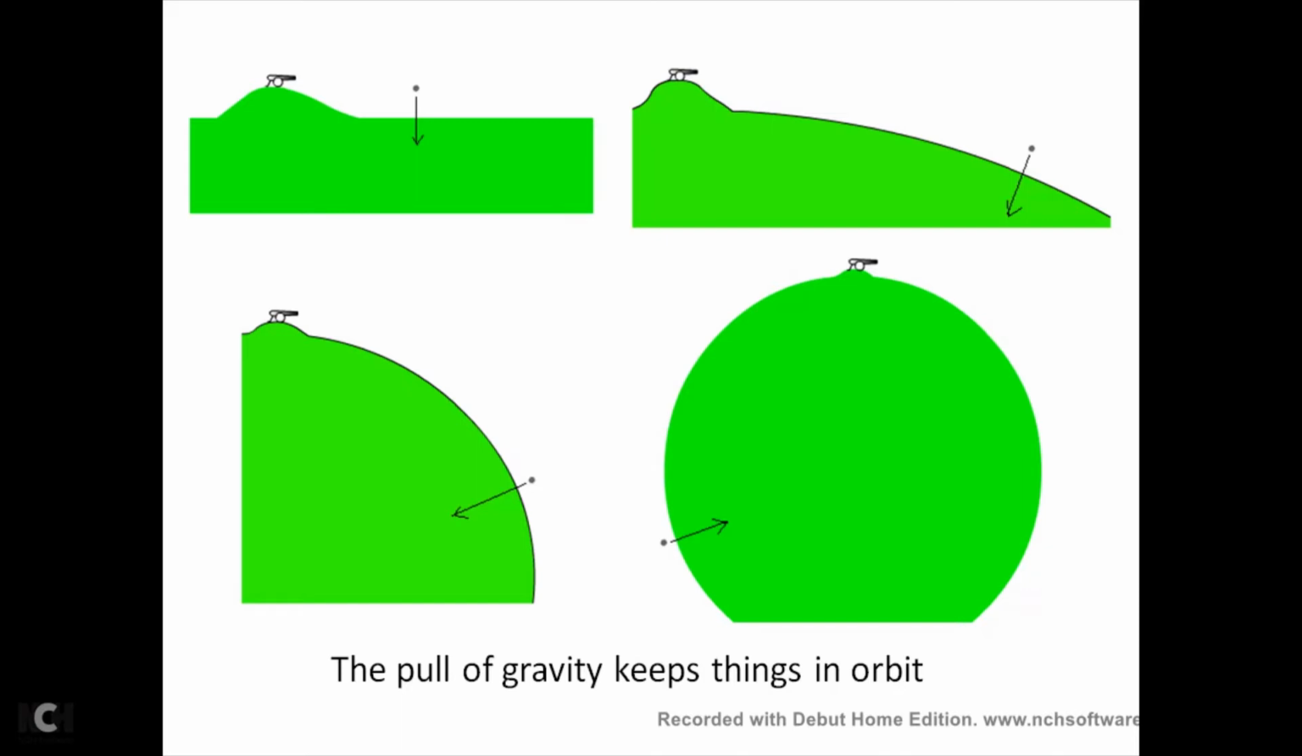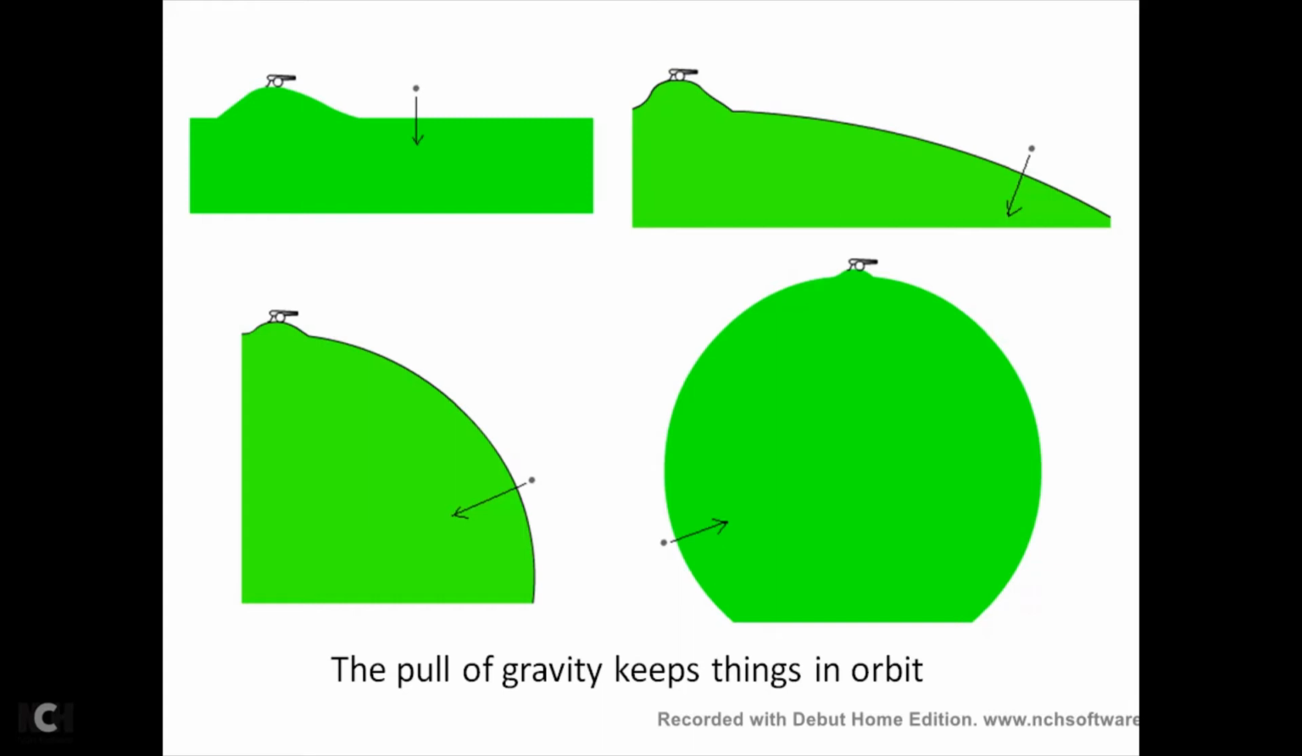On the last diagram, the bottom right diagram, we can see the force of gravity towards the center of the earth, and if that force of gravity wasn't there, the cannonball wouldn't go round in a circle. It would just go off at a tangent. So the pull of gravity keeps things in orbit. And that was the brilliant idea of Isaac Newton.